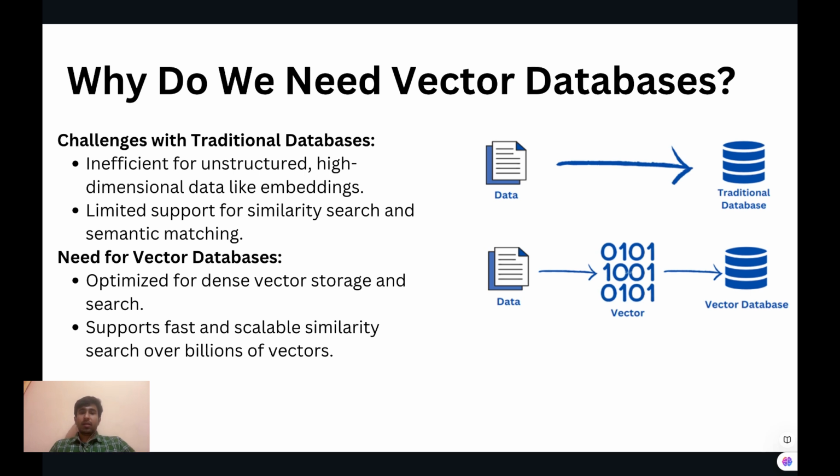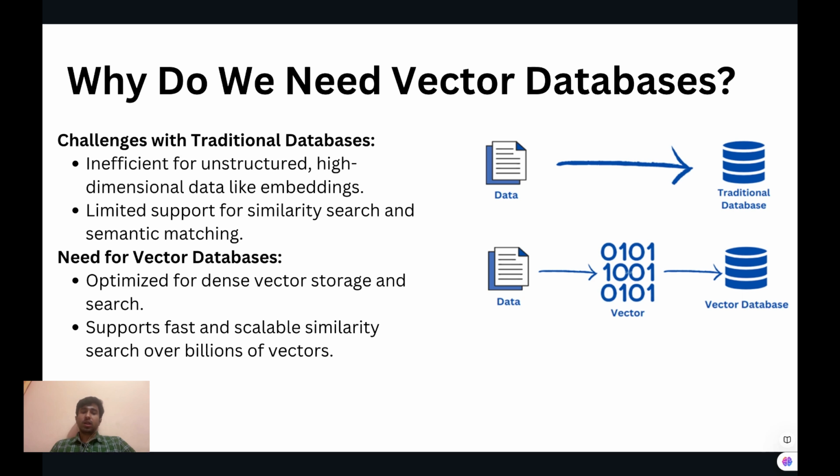So why do we need vector databases? We need vector databases because traditional databases are inefficient for unstructured high dimensional data like vector embeddings or word embeddings or any kind of image or video embeddings. They have limited support for similarity search and semantic matching. But in AI applications, we have a heavy requirement for similarity search and semantic matching, like retrieval augmented generation. There we need to find the most similar documents based on the user query from the vector database. That is why we use vector databases, which are optimized for dense vector storage and search.